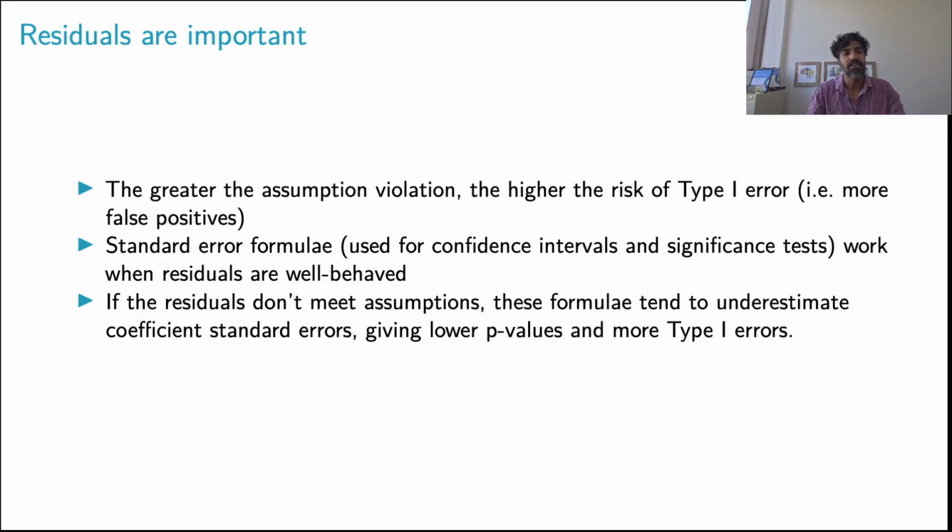We'll talk about this more in future lectures. But fundamentally, the standard error formula, which is used for confidence intervals and significance tests, works when residuals are well behaved or normally distributed, right? So if the residuals don't meet assumptions, these formulas tend to underestimate coefficient standard errors, and they give you lower p-values and more type 1 errors. So you may be more inclined to think that your results are statistically significant when in fact it's a false positive that's occurring. And so it's really important to check all your assumptions, but particularly that your residuals are normally distributed. So they're very, very important.